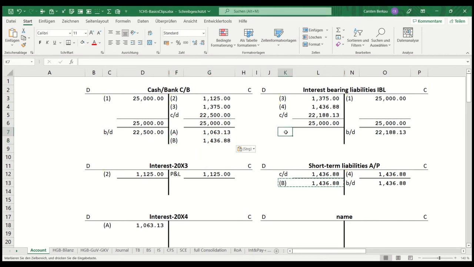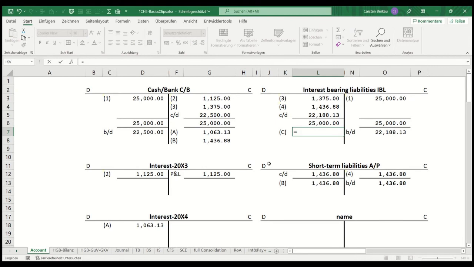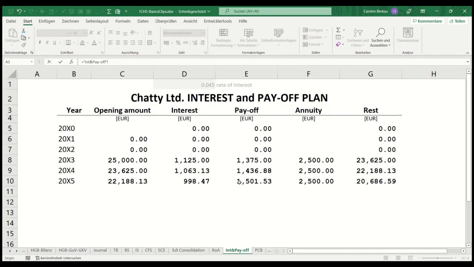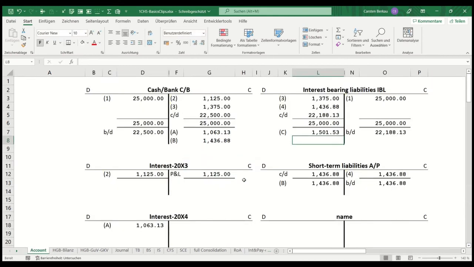My bookkeeping entry Charlie is about the payoff for the next accounting period, and I take the value for the payoff from my interest and payoff schedule, which is 1,501. The contra entry is made in the short-term liabilities.